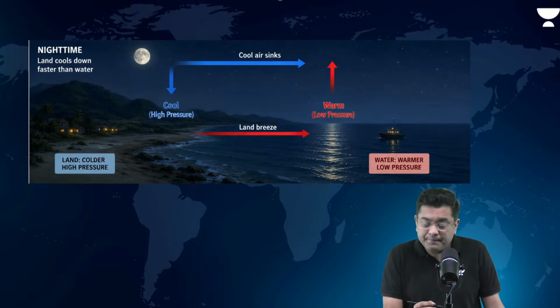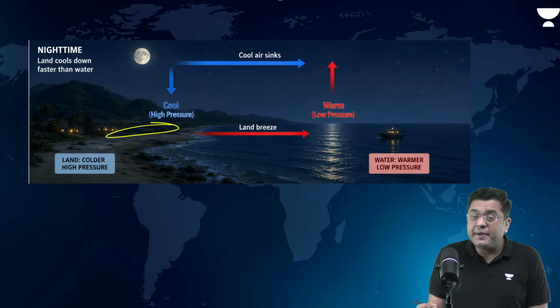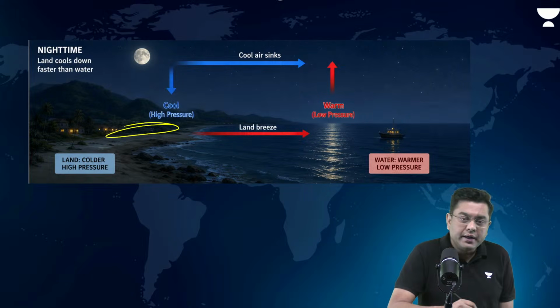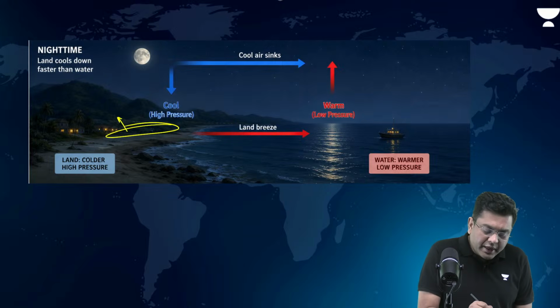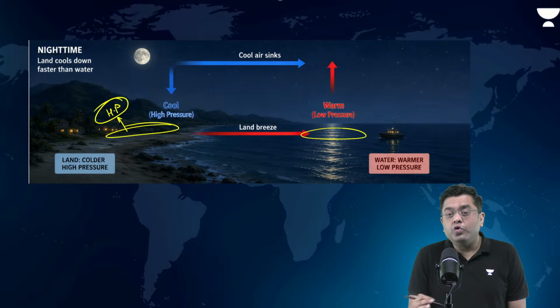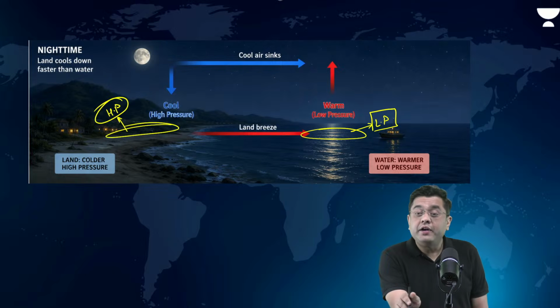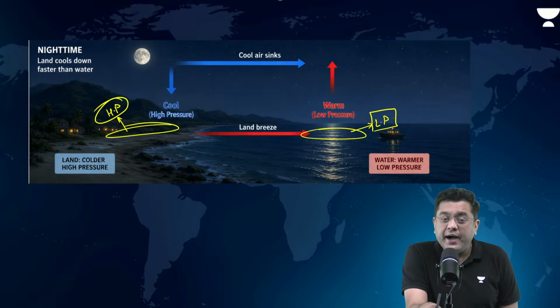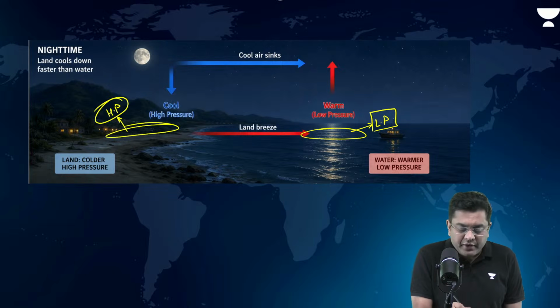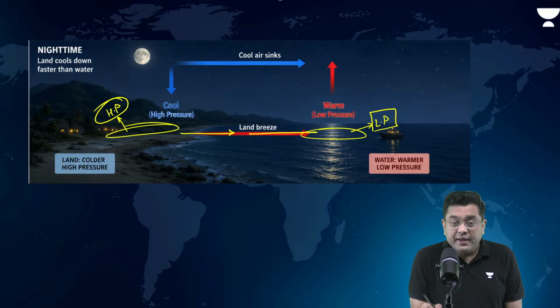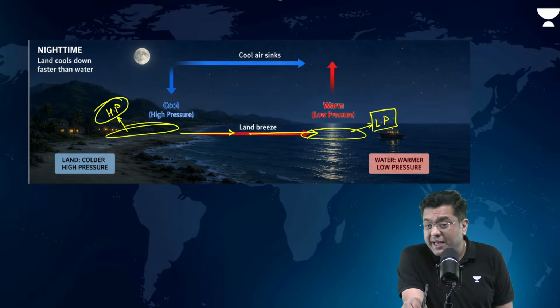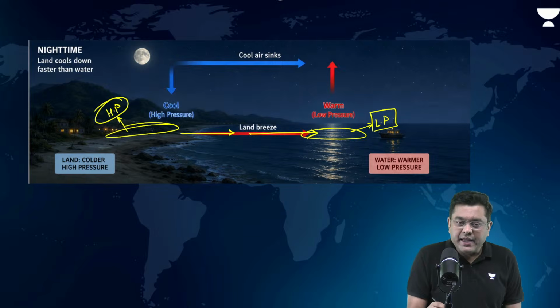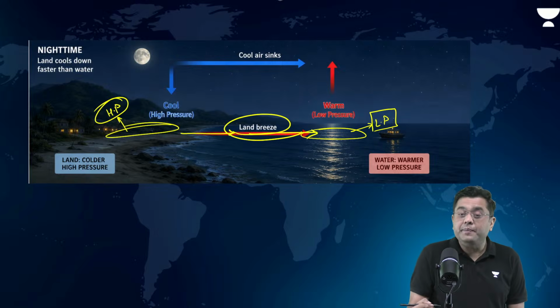During the nighttime, the land will cool down at a much faster pace, right? So this is where it will be colder, a high pressure. Water will take time to cool down, it will retain its heat. It is warmer, low pressure. Again, winds always blow from a high to a low. So the winds will be blowing from here. This time they have originated from the land, and hence they will be referred to as a land breeze.